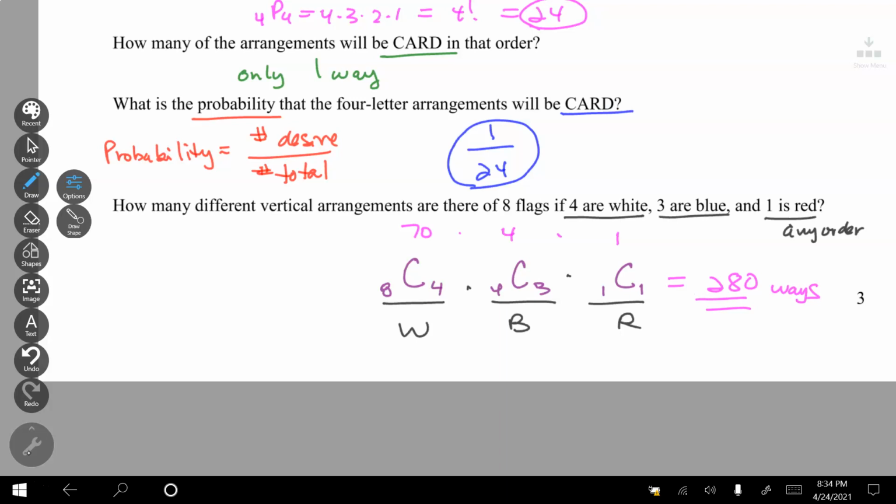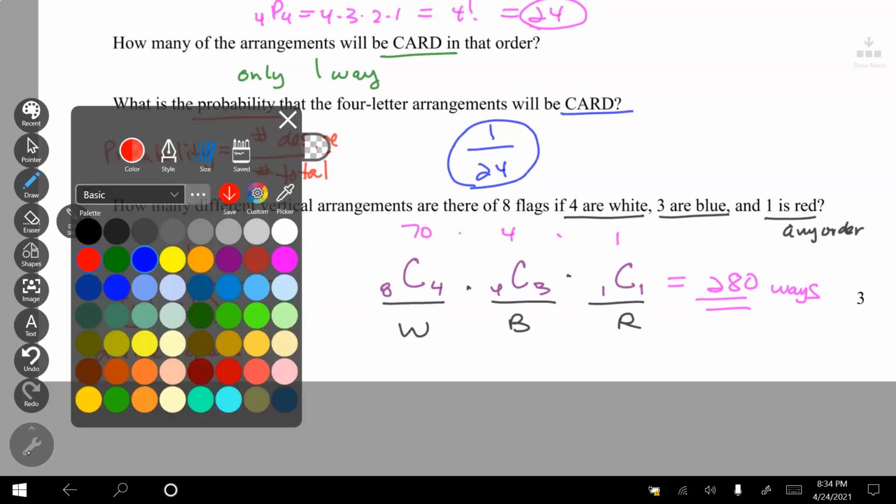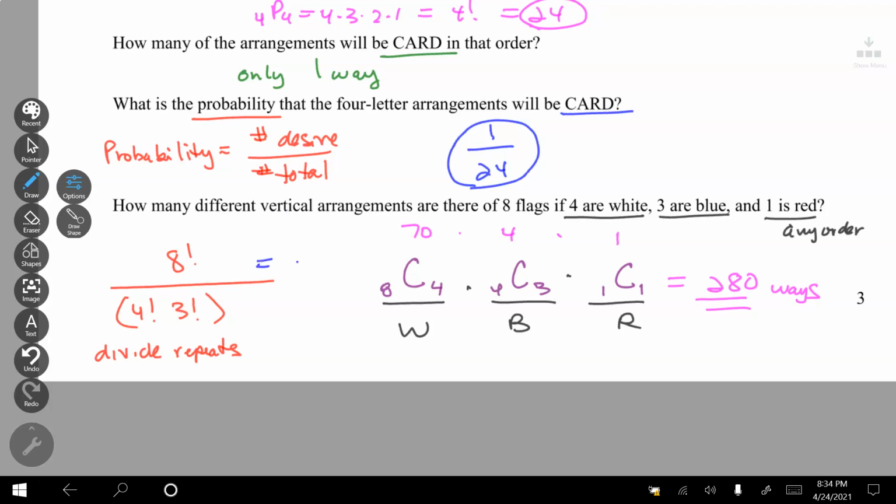But another way I could have done this was using the repeating letters trick that we did yesterday. So imagine there are 8 letters, 8 factorial, and there are 4 of one letter, 3 of another letter. You want to put the 1 on the bottom, it doesn't matter. You want to put parentheses in here, because basically what we're doing is dividing out the repeats. And if you put all this into the calculator, again, you get 280 ways to do this.